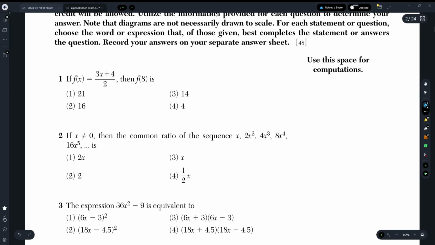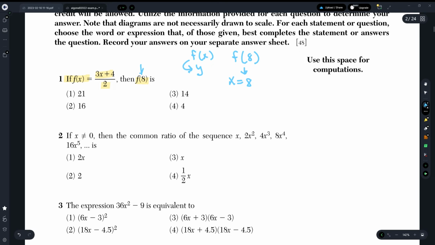Number 1 says that if f of x is equal to (3x plus 4) divided by 2, then f of 8 is equal to what? Right, so it's a pretty common question. The only thing you have to remember is that f of x is the same thing as saying y, and f of 8 is the same thing as saying when x is equal to 8, right? So what is the value of y when x is equal to 8, okay?